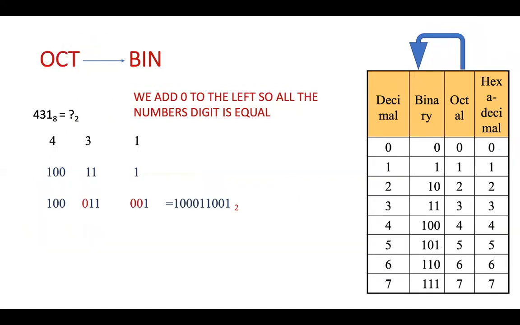From octal to binary, it will be the same. So you can see here 4 from octal to binary is equal to 100. 3 is equal to 11. And 1 is equal to 1. So 1 is a 1-digit number, 3 is a 2-digit number, 4 is a 3-digit number. So we are going to add zeros to the left side until all the digits are equal. Then we are going to combine them, and we will not forget that the base is 2. Thank you.